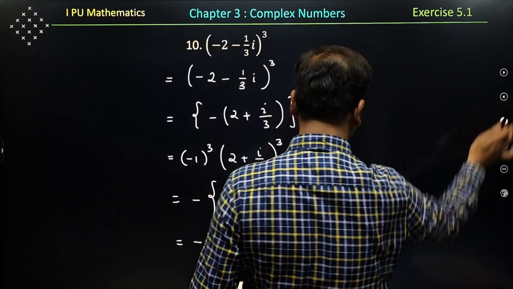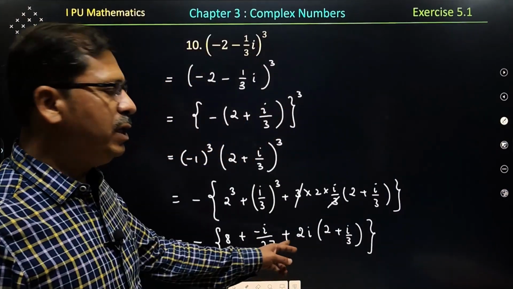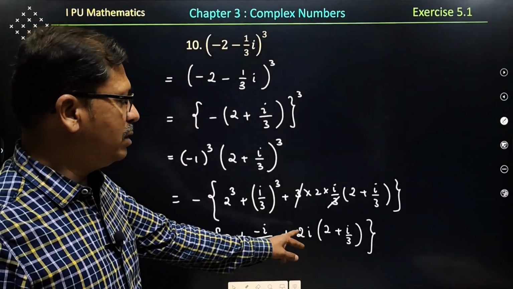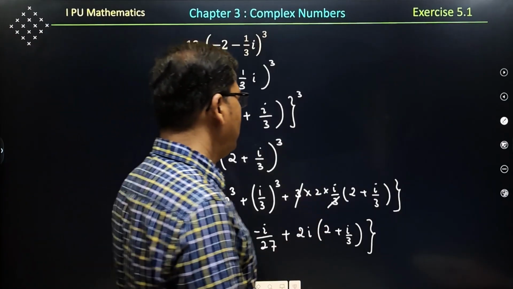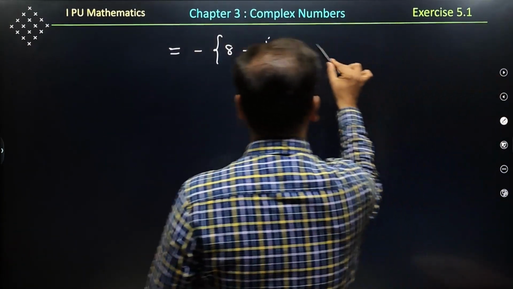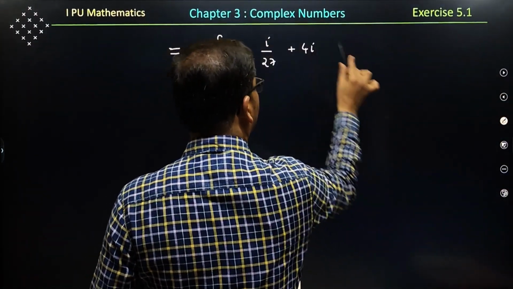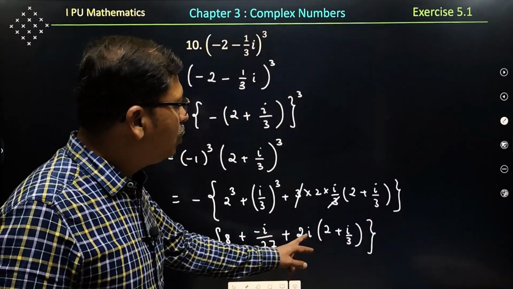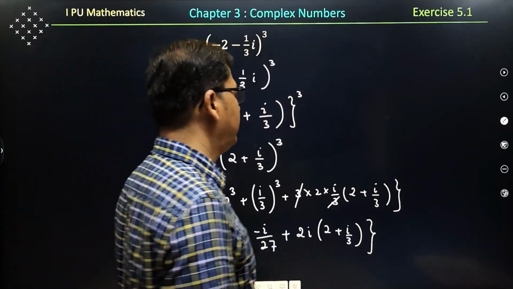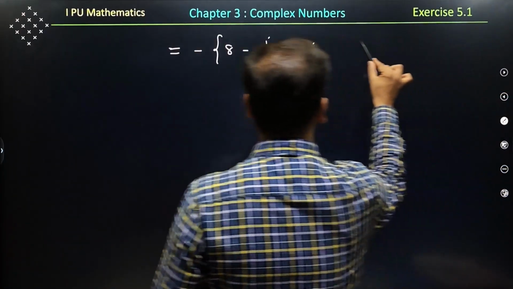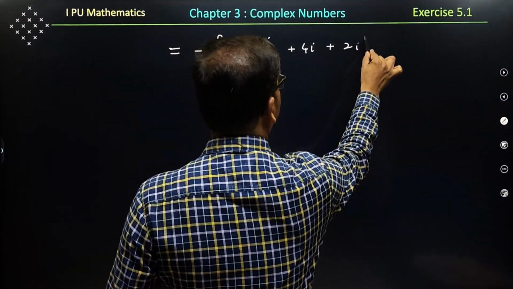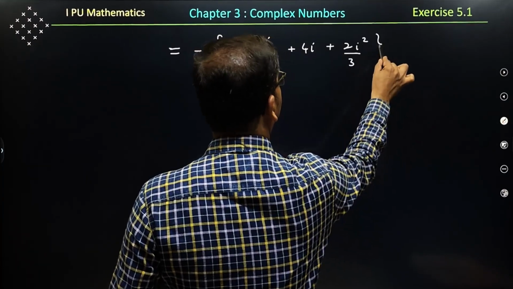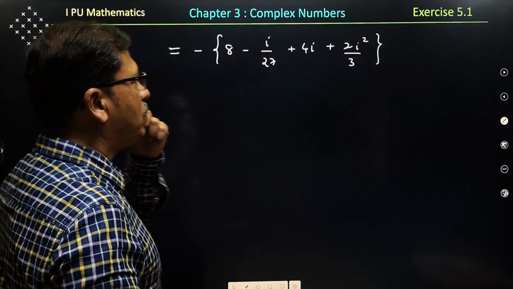Next you see what is there? Plus 2i into bracket 2 plus i by 3. 2i into 2 is 4i, plus 4i. Next what comes? Plus into plus is plus only. 2i square by 3 you write, 2 into i square divided by 3. Okay, now this is equal to what?